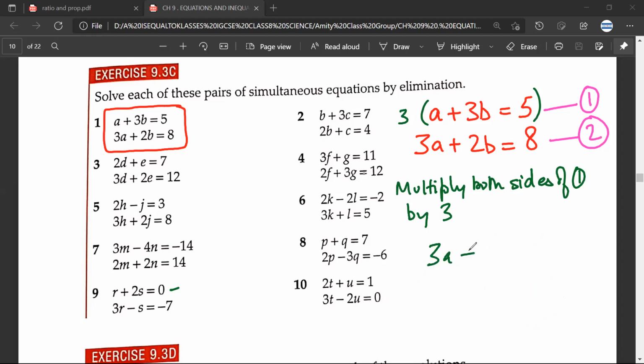I get 3A plus 9B is equal to 15. Now, this equation has changed. Let me name it as equation number 3. Mr. Satya, do I need to do something to equation number 2? Should I do something to equation number 2?